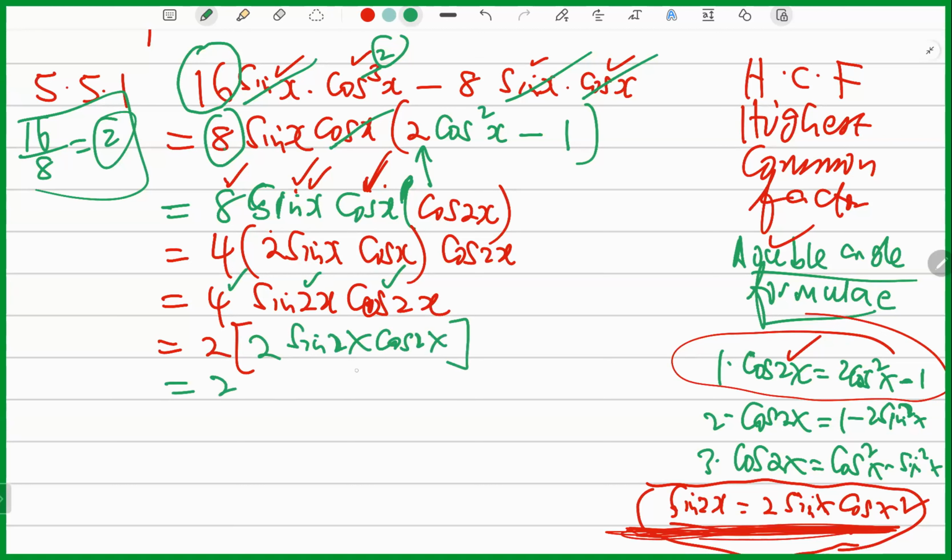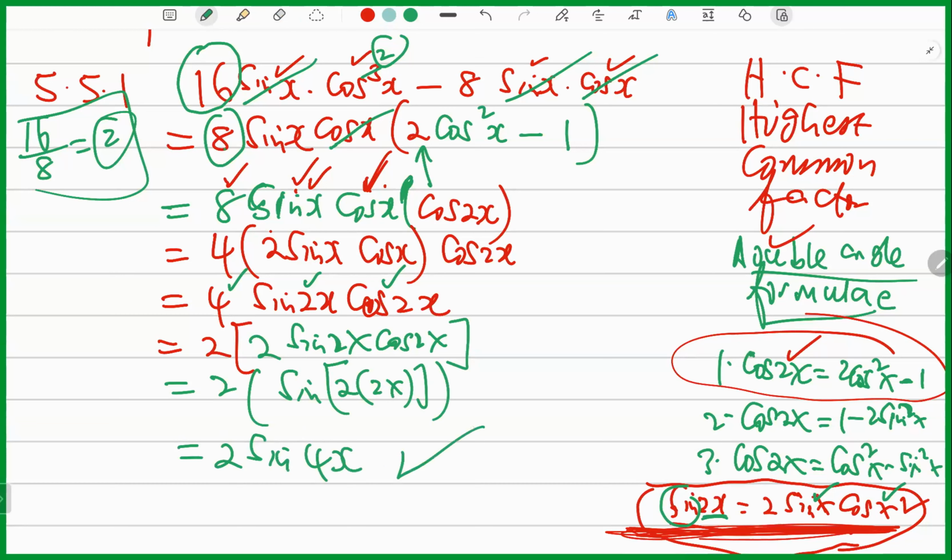So what is 2 sine 2x cosine 2x? The minute we have 2 sine something cosine something of the same angle, it becomes the sine of double the angle. So this one is going to become the sine of double the angle 2x, which is the sine of 4x. So that is the sine of 4x, and that's the answer.